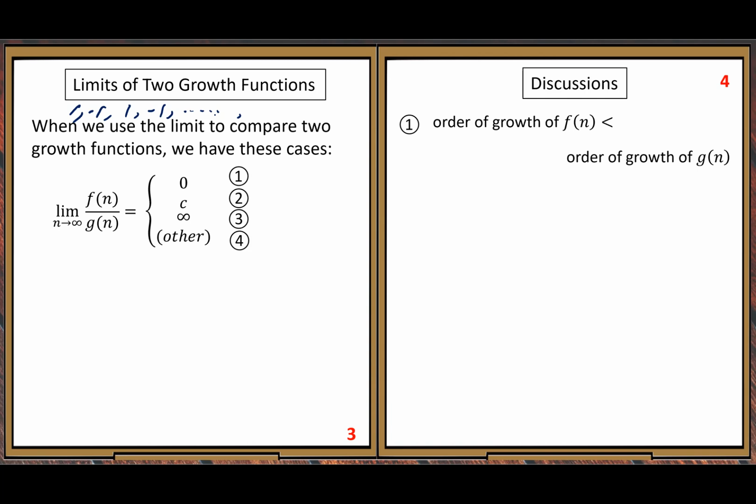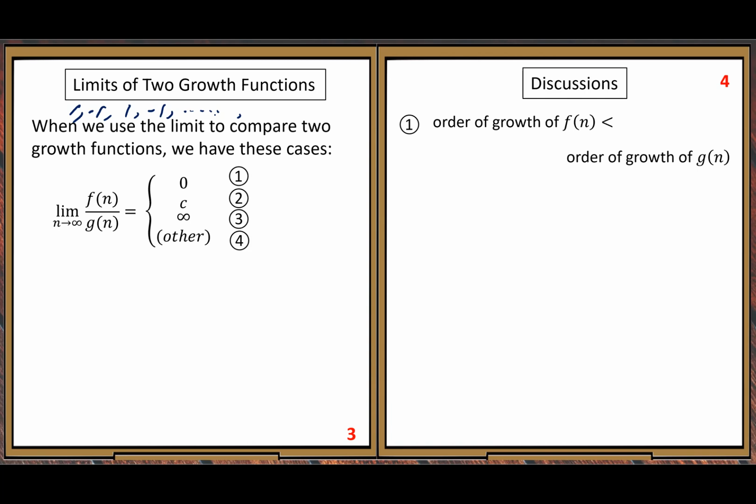For the first case, you can see the ratio goes to 0. That means the denominator function grows faster, because eventually, when the problem size is really large, the ratio goes to 0. So we can easily see the order of growth of f of n is less than the order of growth of g of n. That's case 1.